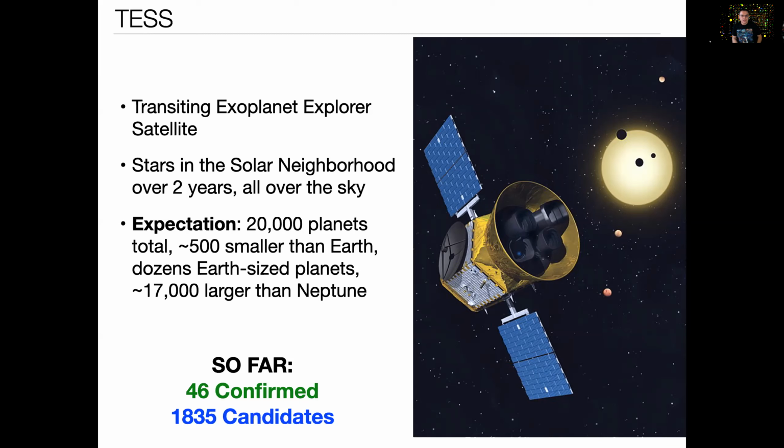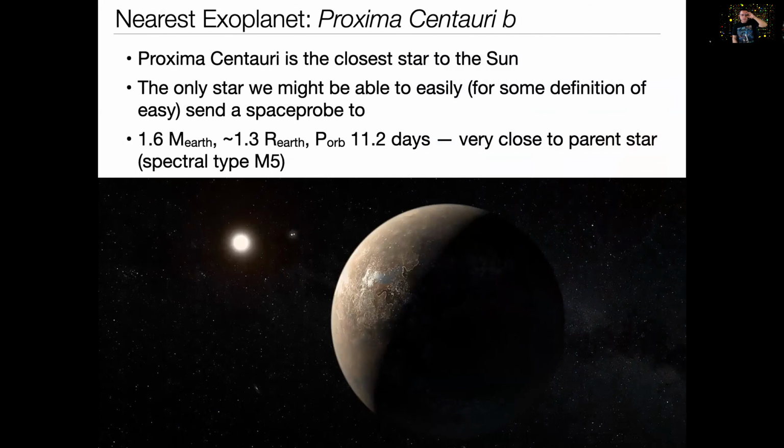Okay, so let me tell you about just two kind of interesting planetary systems, and then we'll call it a day today. The first one I want to talk about is Proxima Centauri b. Proxima Centauri is certainly the most interesting star to us because it is the closest star to the sun. And the reason that's interesting is because it is plausibly the only star that we could easily, for some definition of easy, send a space probe to.